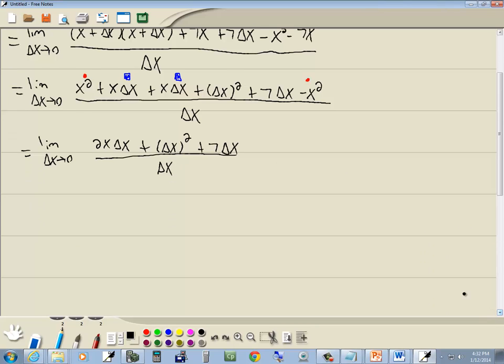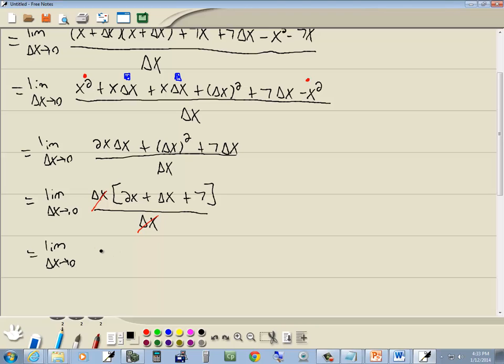Well, notice everything up on top has a delta x, so I can factor that out. So I'll factor out delta x. That leaves us 2x plus, this delta x squared means I got 2 of them here, and I factored 1 away, so that just leaves us a single delta x. Plus, and that delta x is gone, we're left with 7, over delta x. Well, the delta x's cancel there. And we got limit as delta x goes to 0 of 2x plus delta x plus 7.